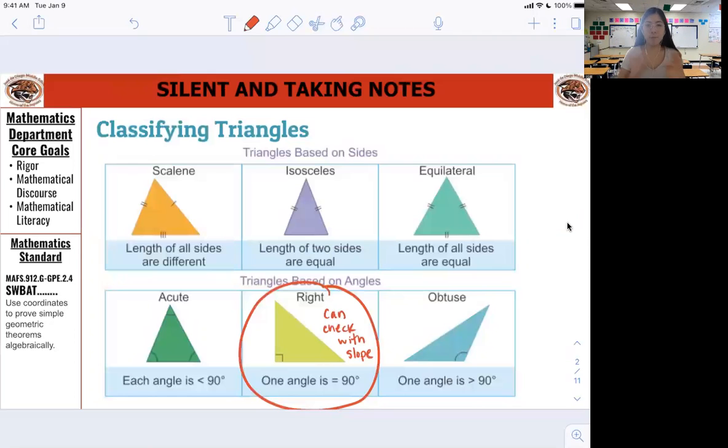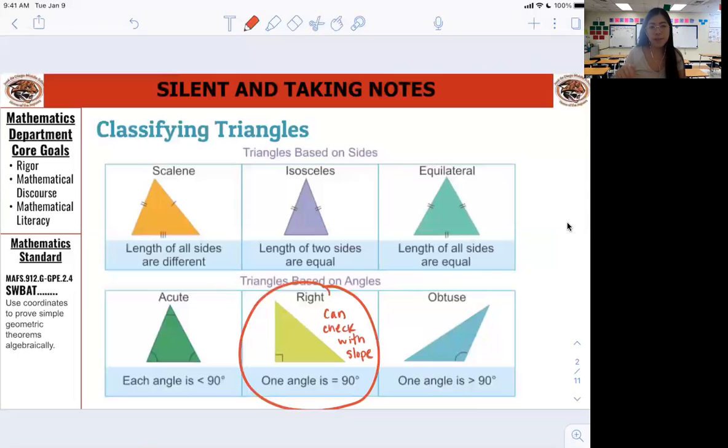So right triangles are the only ones that we can check using slope because we can figure out if it's a 90-degree angle. But the other two, acute and obtuse, there's no way of knowing what the degree is if all you know is the slope. If all you know is the slope, you can figure out if something is perpendicular versus not perpendicular. But if it's not perpendicular, I don't know if it's going to be 30 degrees, 60 degrees, 80 degrees, 150 degrees. I don't know. Okay.